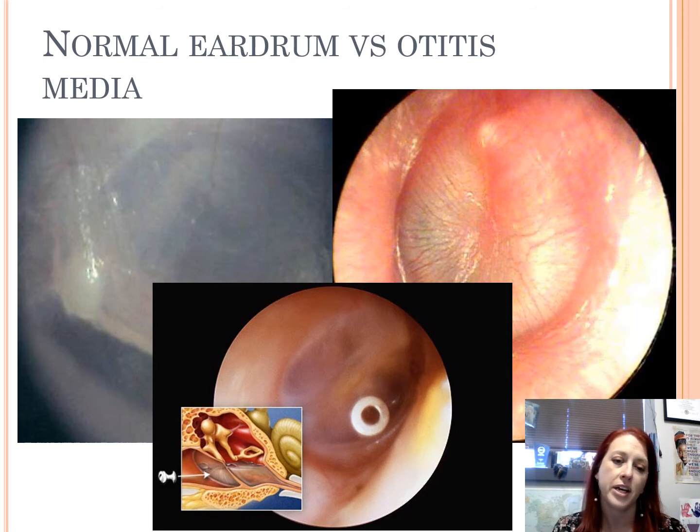Usually we leave that in place for a few years if the kiddo's continuing to have upper respiratory infections. Once they're old enough, usually by about 5 or so, if it's still in there, then we'll go in and pull it out with little tiny tweezers, and the eardrum will close up over it because they're past that age when they will get ear infections anymore.